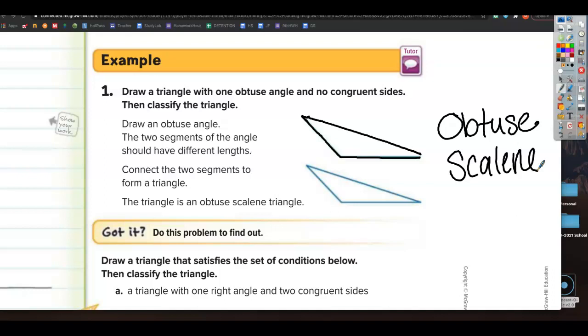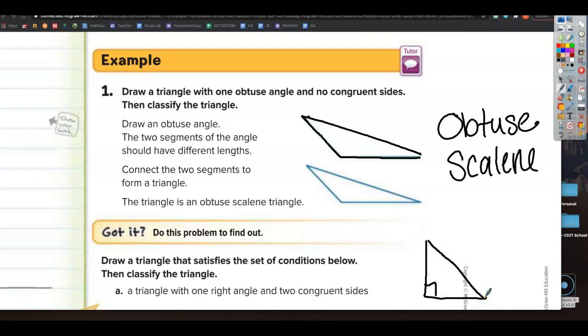So it says a triangle with one right angle and 2 congruent sides. So we need a right angle, so let's draw a right angle. Ooh, I like that. How do I tell my reader that it's a right angle? By making the little box. Perfect, I gotta put the little box in there. Then I connect my lines.